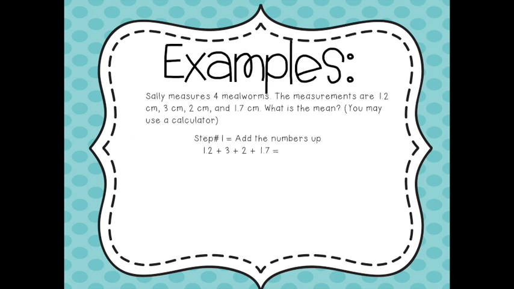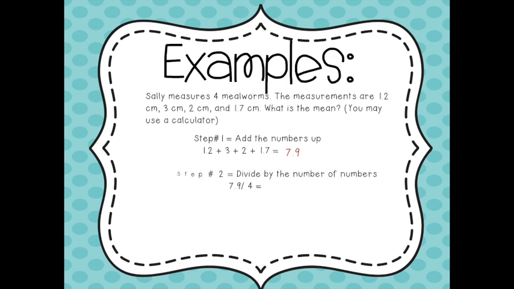So step 1, if you recall, you add all the numbers up. So I'm going to give you a second to add those numbers up. You're adding 1.2 plus 3 plus 2 plus 1.7. All right, you should have gotten 7.9. If you did not get 7.9, stop the video, go back and type it in again in the calculator or re-add it to make sure that you find your error.